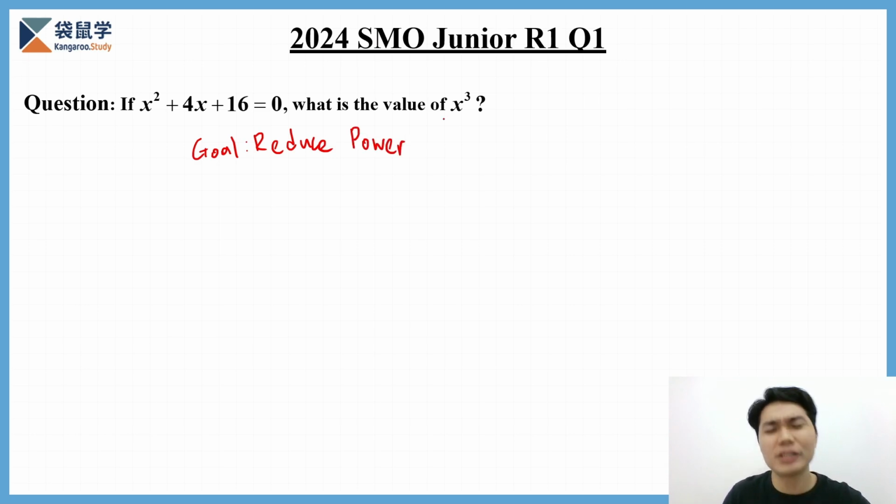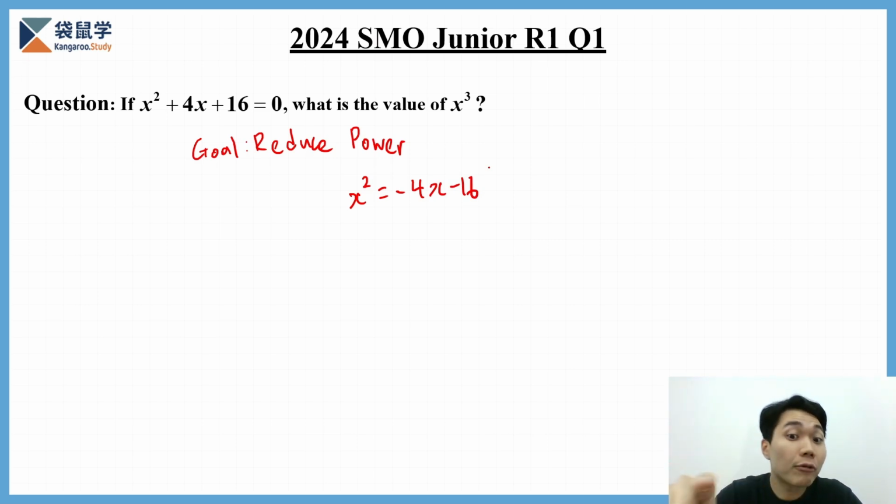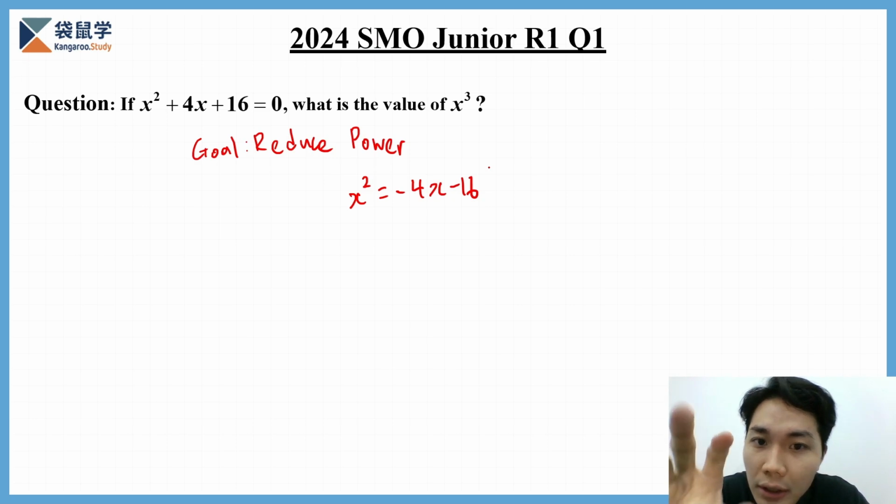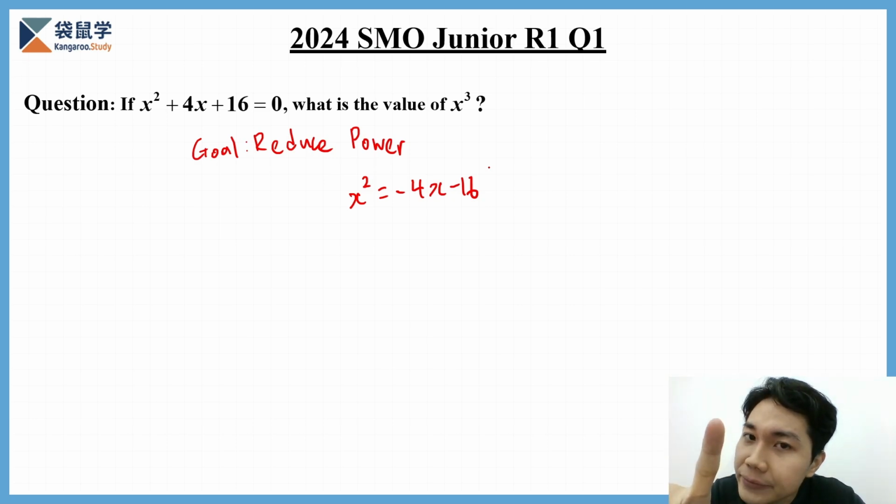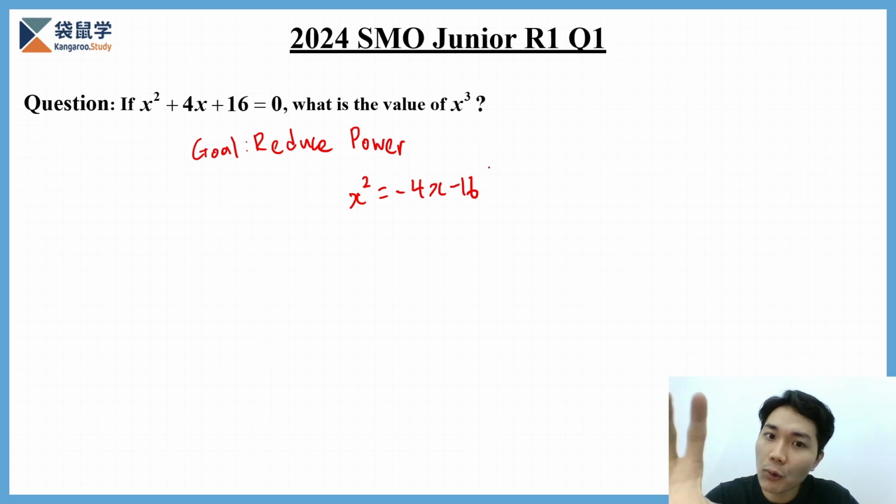And how should we reduce the power? It's given that x squared plus 4x plus 16 equals 0. There are 3 terms here. And if you look at x squared, actually it is just the negative of 4x plus 16. So let's write it down. If this equals 0, then x squared is actually equal to negative 4x minus 16. And see what we've done here. We have gone from a power of 2 to a power of 1. The variable from 2 to 1.